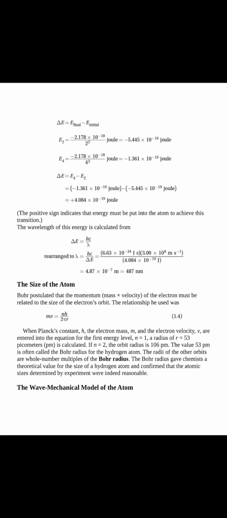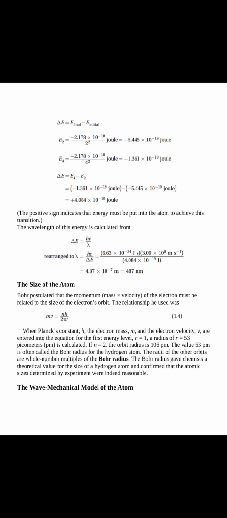The wavelength of this energy is calculated using change in energy equals Planck's constant multiplied by the speed of light divided by wavelength. Rearrange. Wavelength equals Planck's constant multiplied by the speed of light divided by change in energy, which equals 6.63 times 10 to the power of -34 joule seconds multiplied by 3.00 times 10 to the power of 8 meters per second, divided by 4.084 times 10 to the power of negative 19 joules.